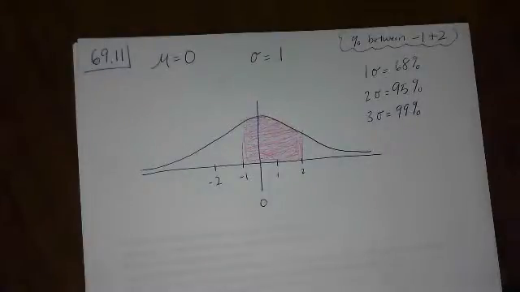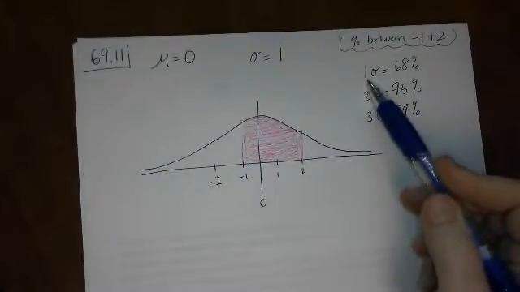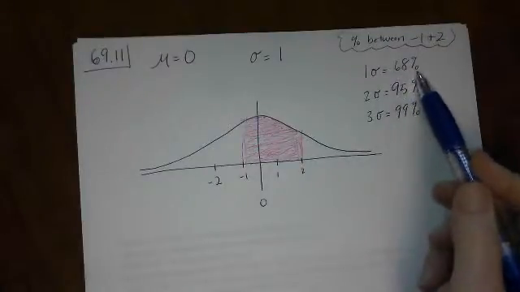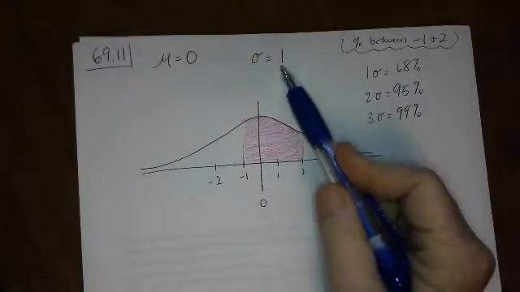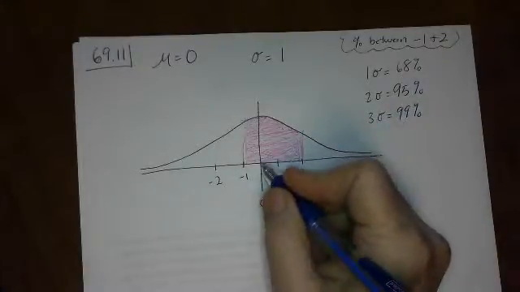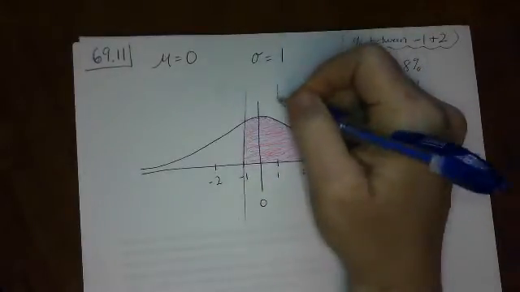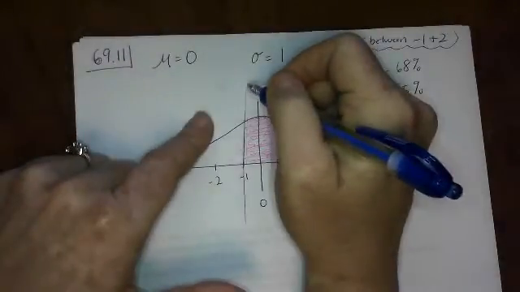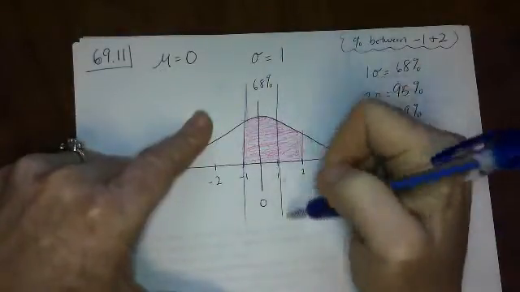You already know, you're supposed to already know that all the data that lies within 1 standard deviation of the mean accounts for 68% of the data. So our standard deviation is 1. So 1 standard deviation would just be to the right and to the left of the mean by 1. So basically, this whole piece, that's 68%. Like from this blue line to this blue line.